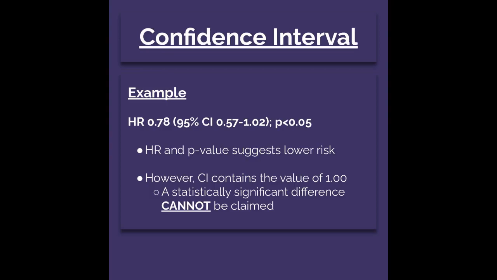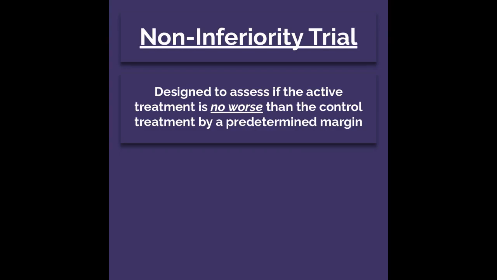groups cannot be claimed. Moving on to non-inferiority trials, these are designed to assess if the active treatment is no worse than the control treatment by a predetermined margin. The predetermined margin is called the non-inferiority margin, aka NI margin.